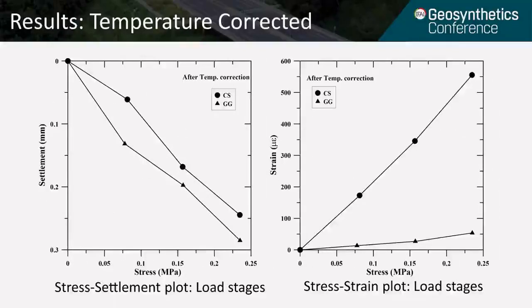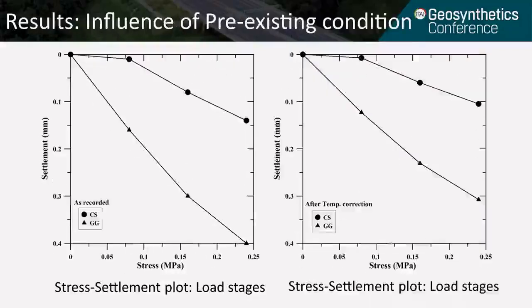After applying the temperature correction factors to the raw data presented in slide 12, we basically obtained the temperature corrected settlement and strain values as shown in these figures. From these figures, we can also see that the settlements in control section is still lower compared to the geosynthetic reinforced section. This is probably due to the pre-existing conditions of the pavement section, which will be discussed next.